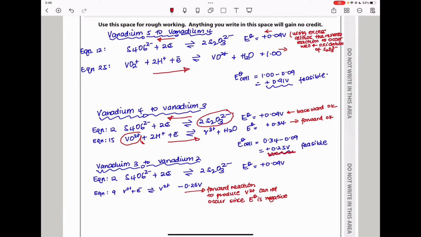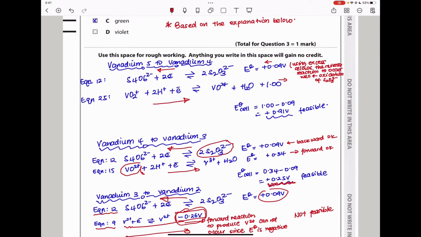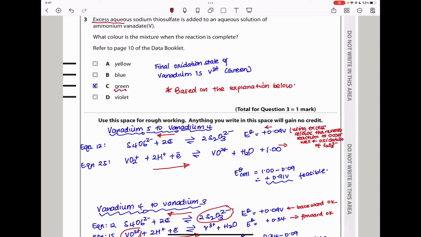Now let's see if vanadium 3 can go to vanadium 2. I got equation 12 and equation 9 from page 10 of the data booklet. This one here is for conversion of vanadium 3 to vanadium 2, and we can see this value here is negative. Remember, this equation should go in that direction and that in that direction. When we carry out the E theta, it's going to be a negative number because this one minus that gives a negative number, and therefore this is not feasible. Therefore, this reaction will not occur. Vanadium 3 will not be converted to vanadium 2. Therefore, the final oxidation state here should be vanadium 3, and we know that vanadium 3 is green. That is why the answer here was a C. The final observed color will be green.